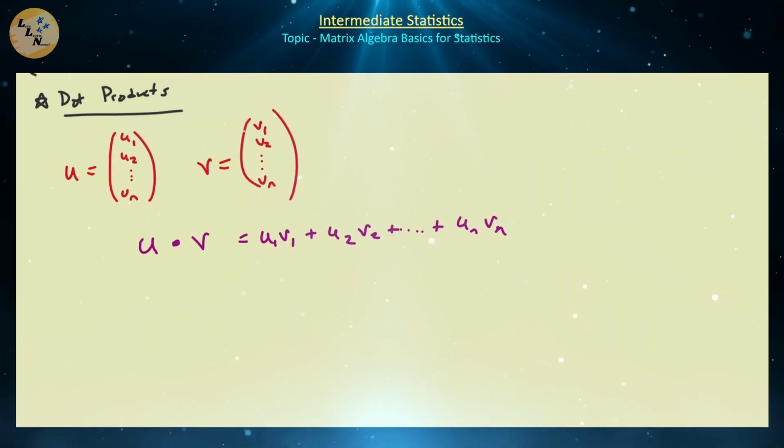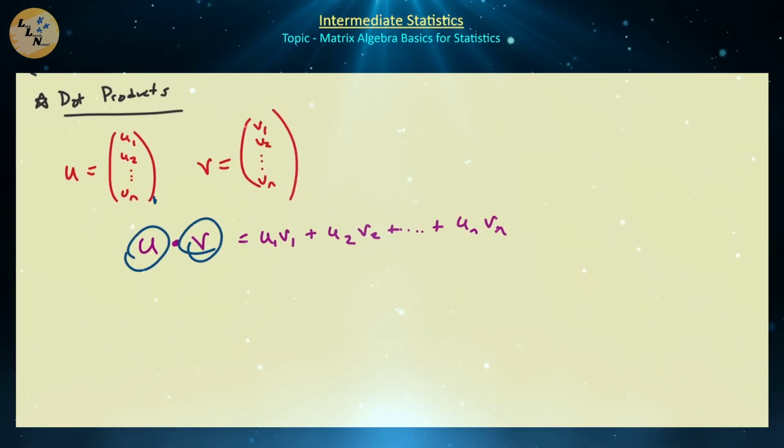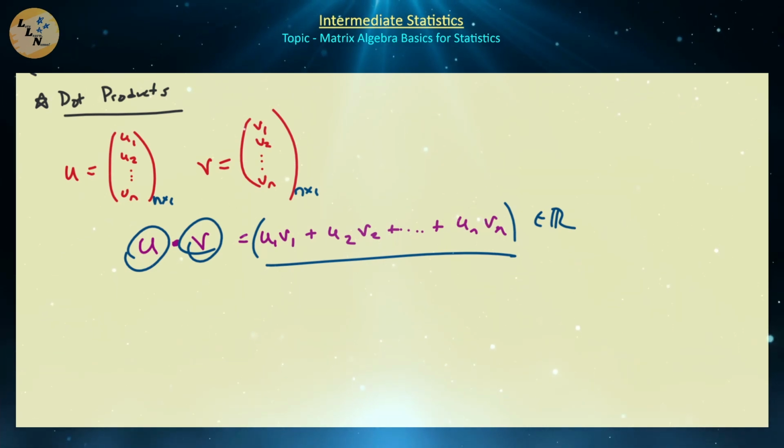So if you have a vector dot product with a vector, keep in mind both of these should be the same exact size, then you get a scalar. So this is just going to be a number. So the dot product between two vectors is going to be a scalar, right? Which is technically a one-by-one vector if you want to think about it in that way.